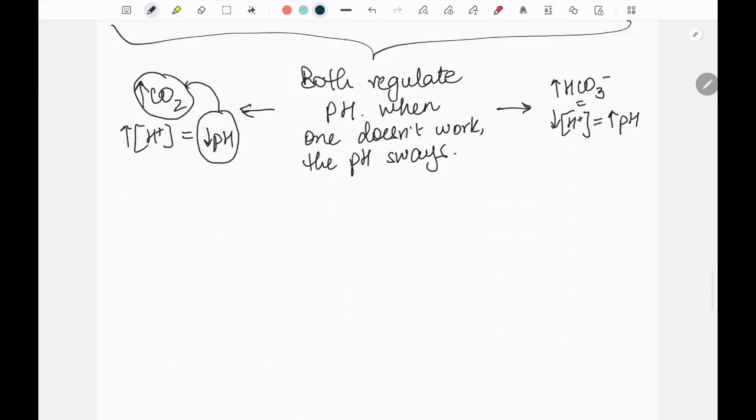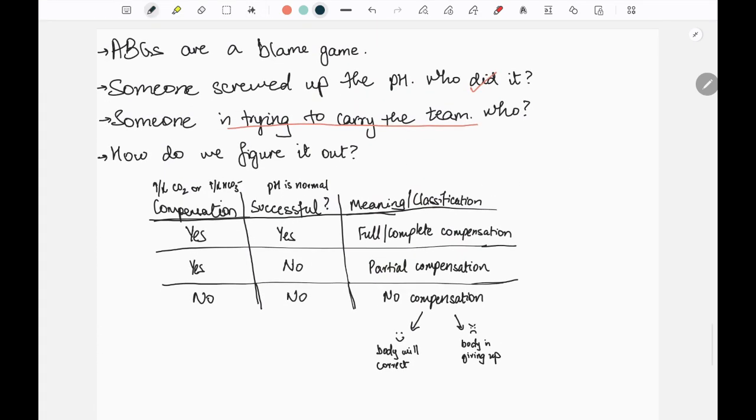So that is the name of the game. We have figured out that it was the lungs trying to screw with the pH, and it was the kidneys trying to carry the team by trying to compensate for the increase in CO2 by bringing the HCO3 up so that the pH levels out to becoming normal. We're going to look at more examples in a later video.